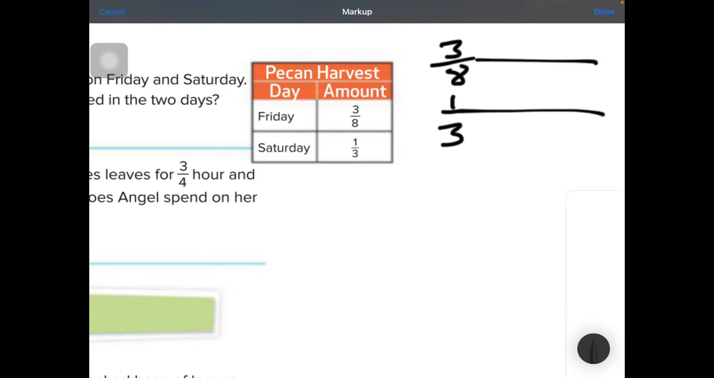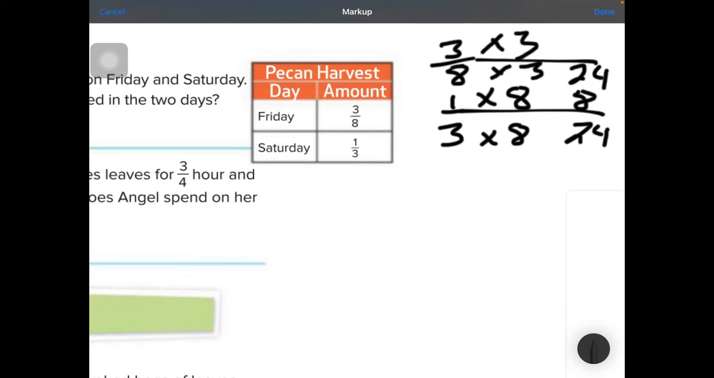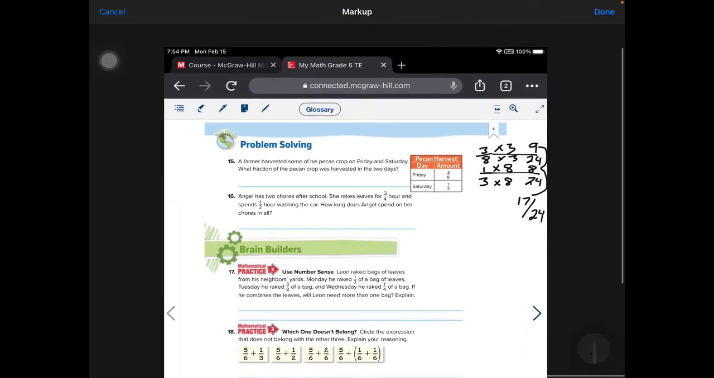8 and 3. Well, I'm just going to times them. 8 times 3 is 24, because I know that's a factor they'll both go into. 3 will go into 24 8 times. 8 will go into 24 3 times, so I times by 3. 3 times 3 is 9. So I'm going to add 9 plus 8 is 17/24. And I'm pretty sure I can't simplify that down anymore.